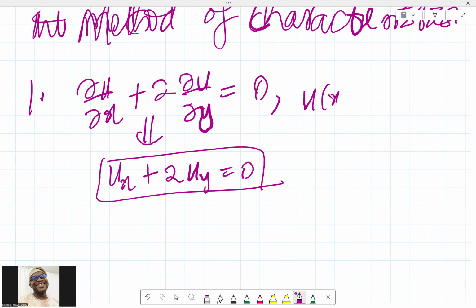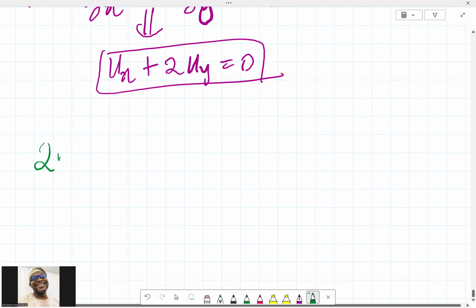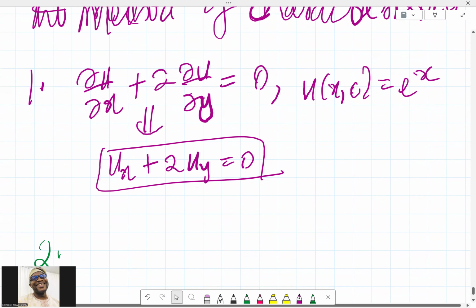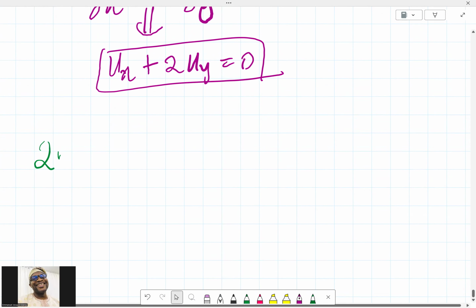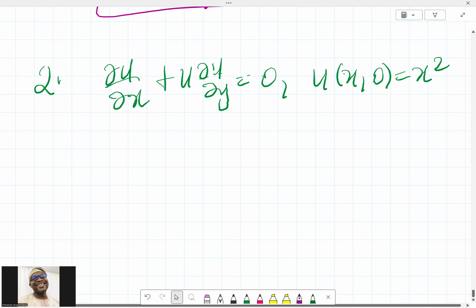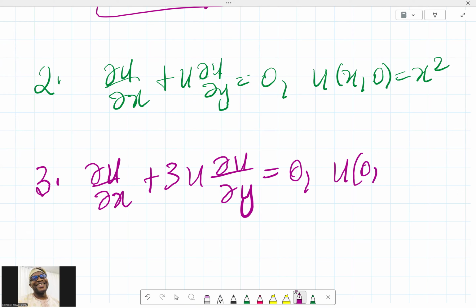So the initial condition here is u of x comma 0 is equal to e raised power x, okay? Then number 2, you have partial u, partial x plus u, partial u, partial y equals 0. And you have u of x comma 0 equals x squared. That's number 2. Number 3, partial u, partial x plus 3u, partial u, partial y. This is nonlinear, just like the number 2, equals 0. U of 0 comma y equals 2y.